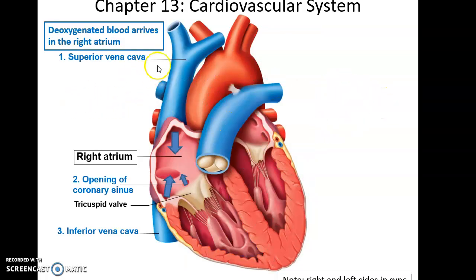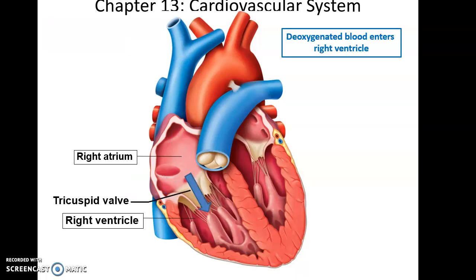So it all starts with deoxygenated blood arriving on the right side from the superior vena cava, the inferior vena cava, and the coronary sinus. So these three veins carry blood into the right atrium. And this is, of course, deoxygenated blood. Then the blood passes through the tricuspid valve and enters the right ventricle.